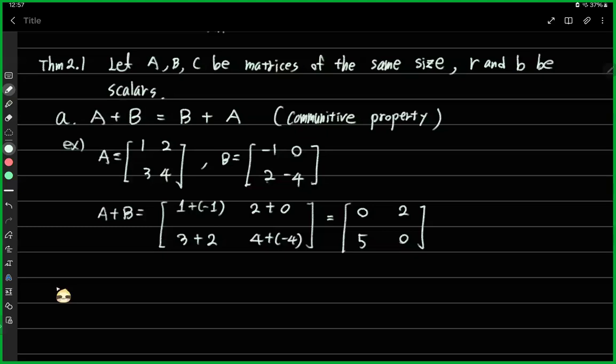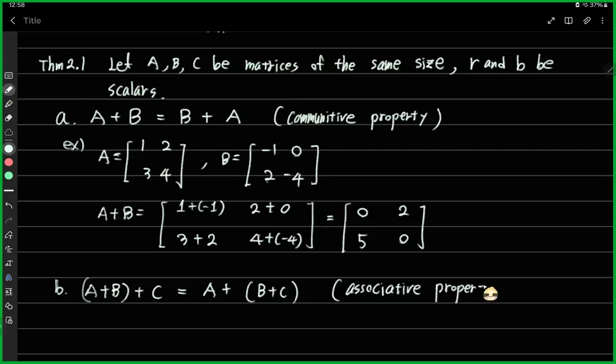Okay, and then for A plus B, we do addition of two matrices, A and B first, and then add the third matrix C. This is equal to A plus, and then B plus C. So B plus C is done first, and then we add matrix A. This is called the associative property.